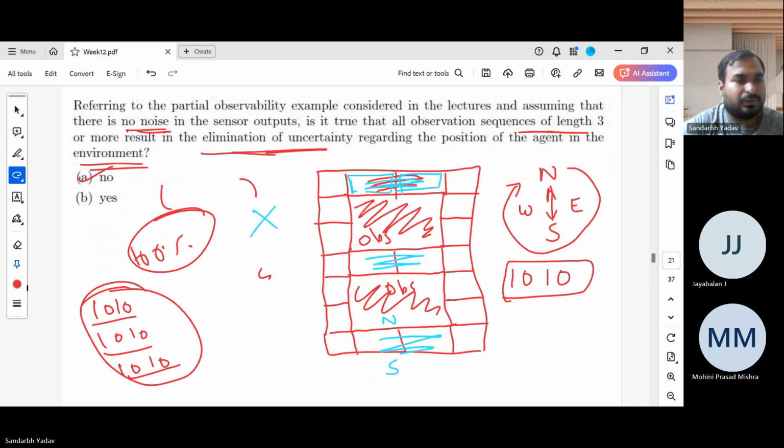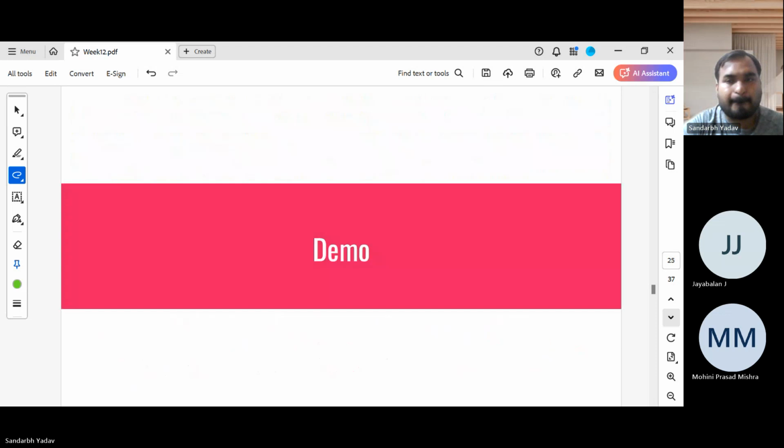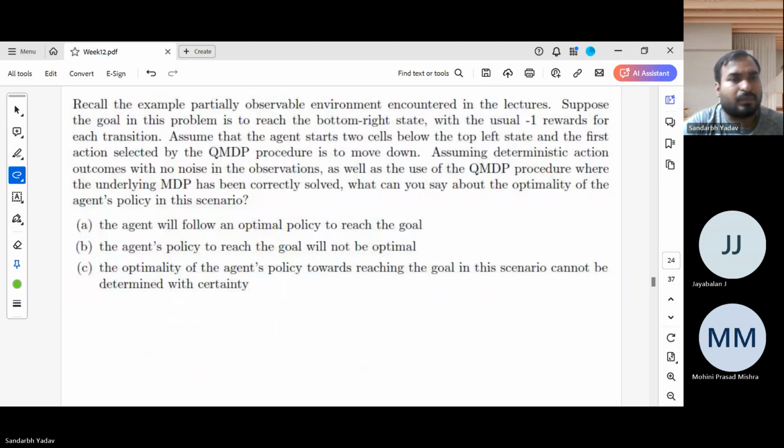Let's mark it. This is our goal, but the start state is 2 cells below the top left. So this is our start state. This they have given, and the agent moves downwards. This is the information given to us. The first action selected by the QMDP procedure is to move down, assuming deterministic action outcomes with no noise in the observation, as well as the use of the QMDP procedure where the underlying MDP has been correctly solved. So basically, they are saying that the MDP solution is optimal here, and there is no noise also. What can you say about the optimality of the agent's policy in this scenario?